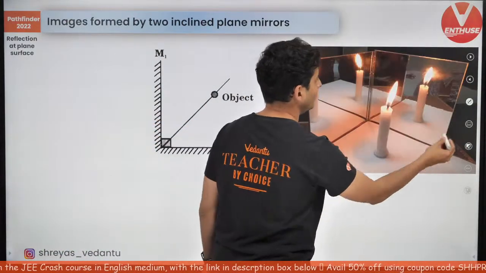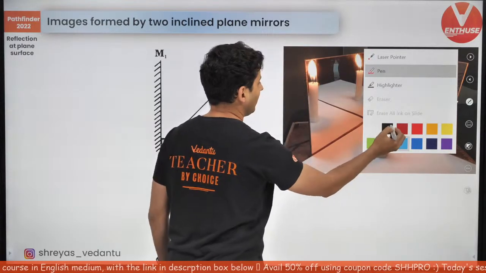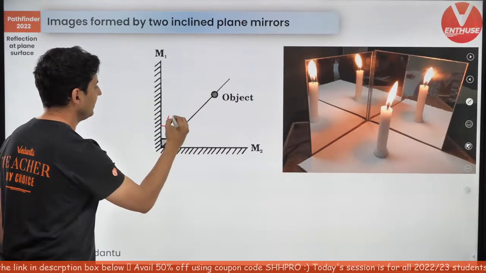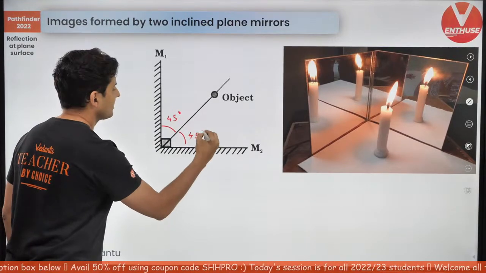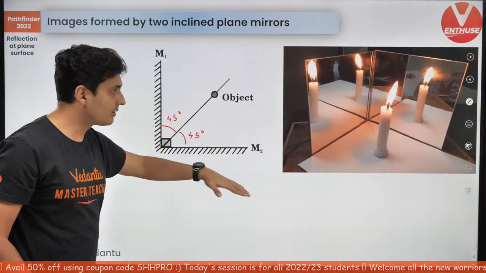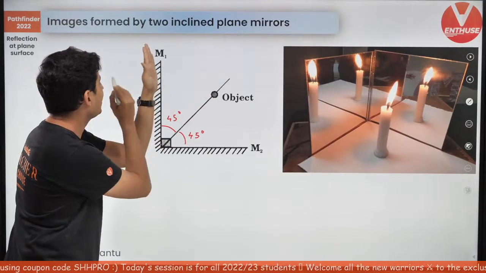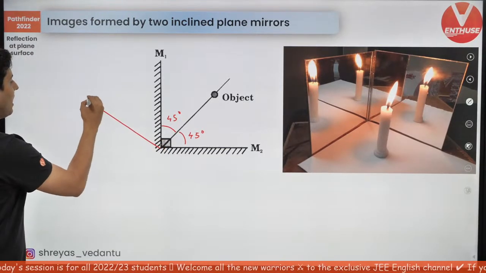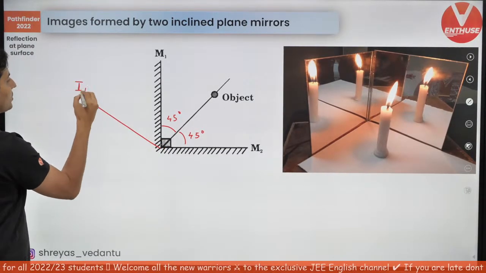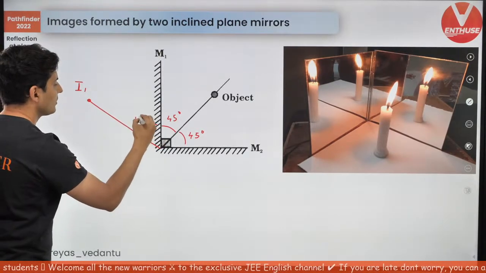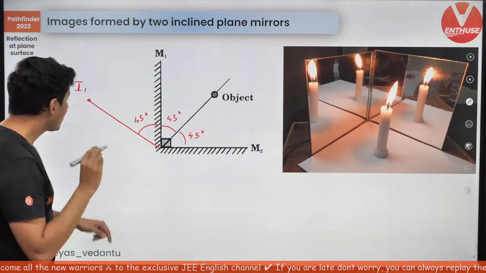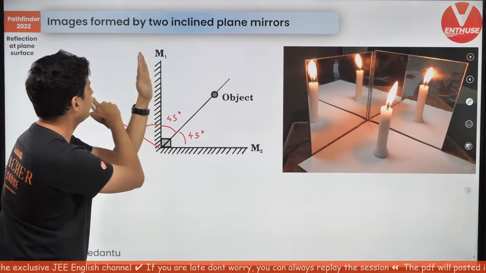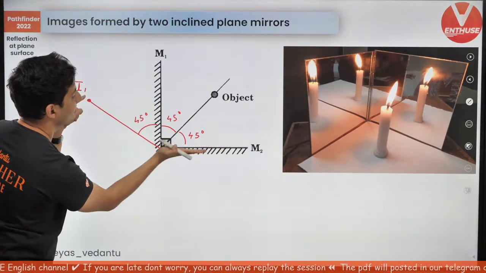Now, here is what I will do. Look at this particular question. The object is right over here, and let's start with this. Let's assume this is 45 degrees and this is also 45 degrees. This is an object, M1 and M2 are the mirrors. M1 will form an image right over here. It will reflect it exactly at 45. So at 45 degrees, I will draw image 1 because of this first mirror, and this angle is also 45 degrees. Agreed? This image will now be the object for this mirror.